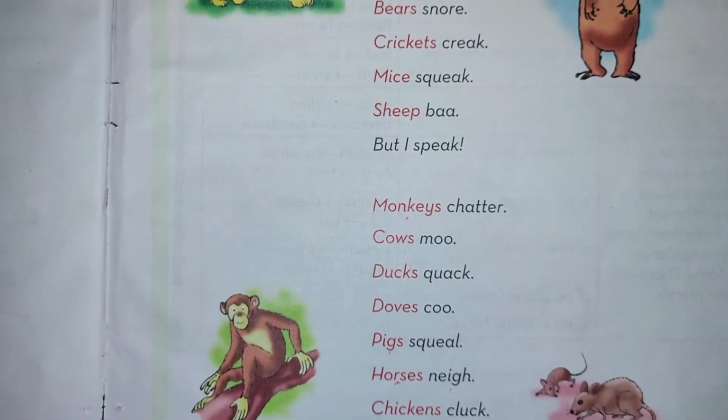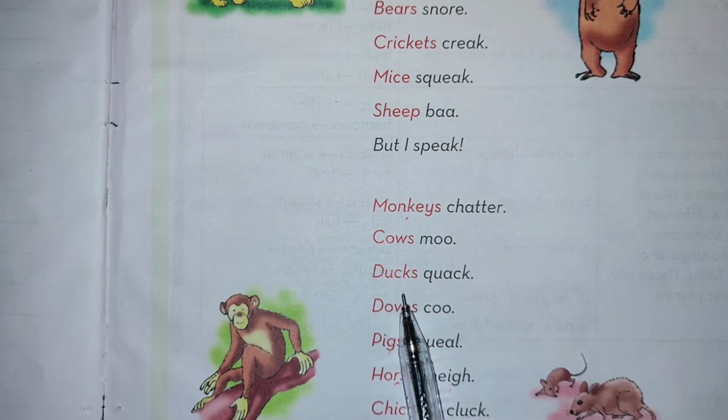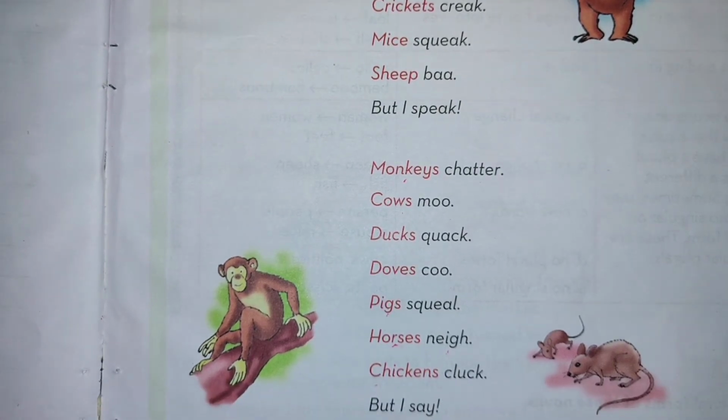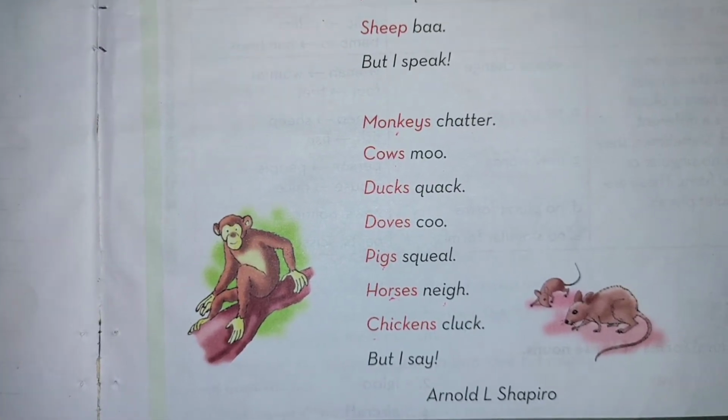Monkeys chatter, cows moo, ducks quack, doves coo, pigs squeal, horses neigh, chickens cluck. But I say. And the author of this poem is Arnold L. Shapiro. Okay.